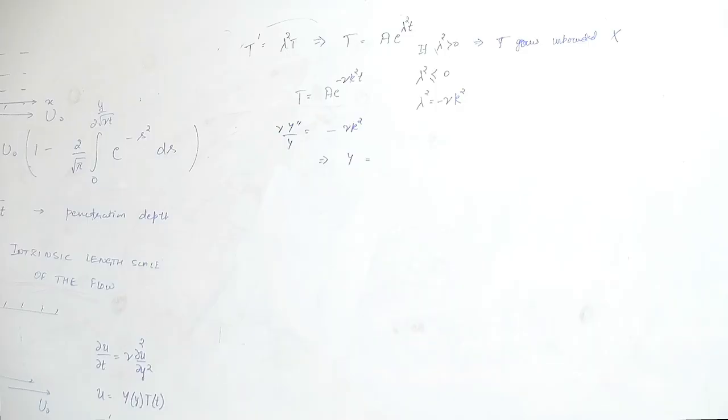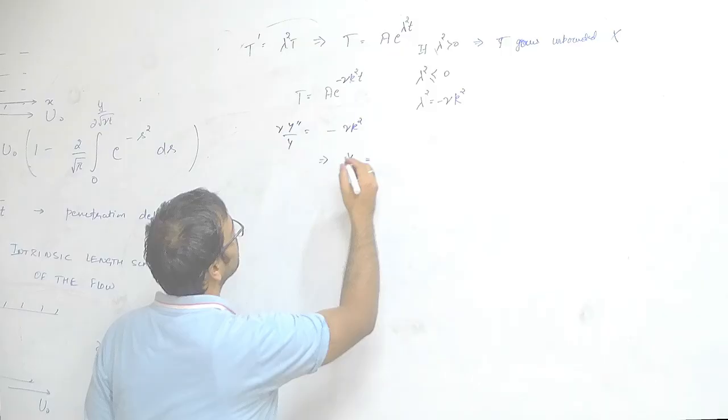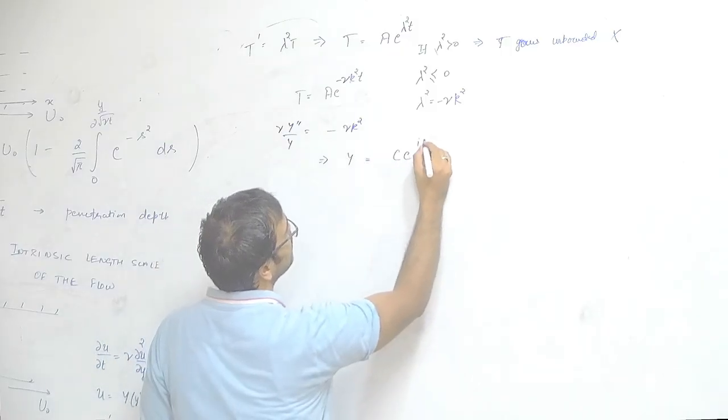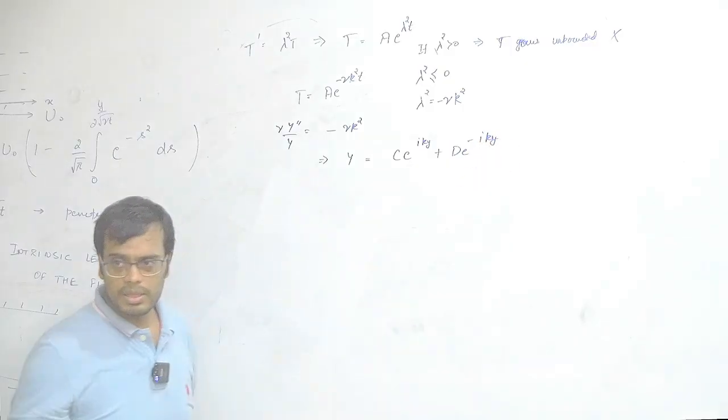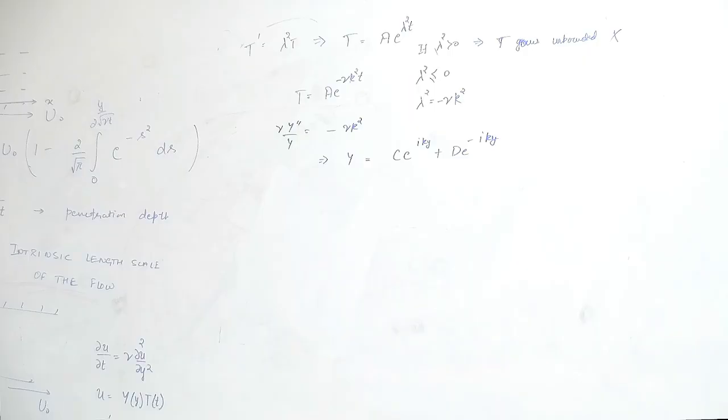So y double prime equals minus k square y, sine and cos, right? Or we can write c e to the power i k y plus d e to the power minus i k y. This is the general solution of this equation.